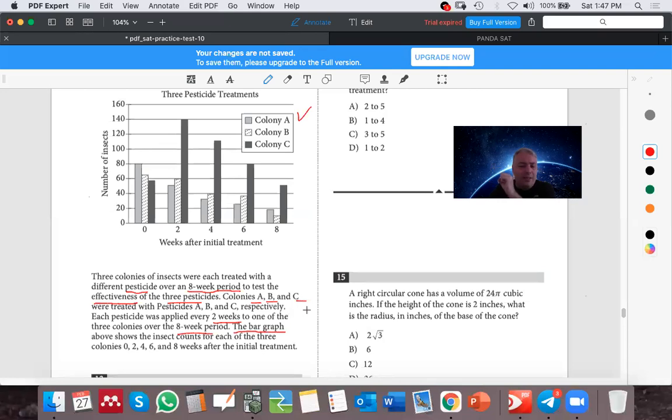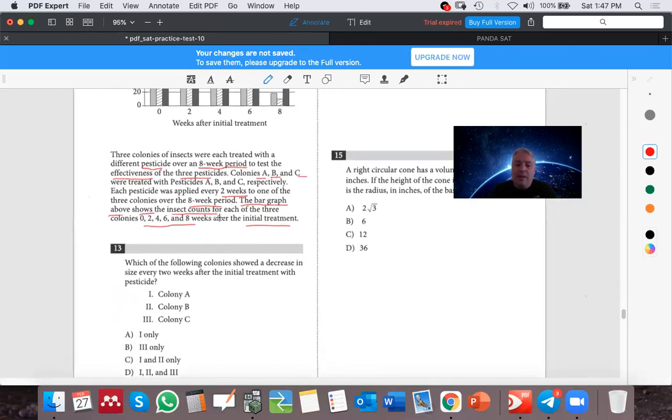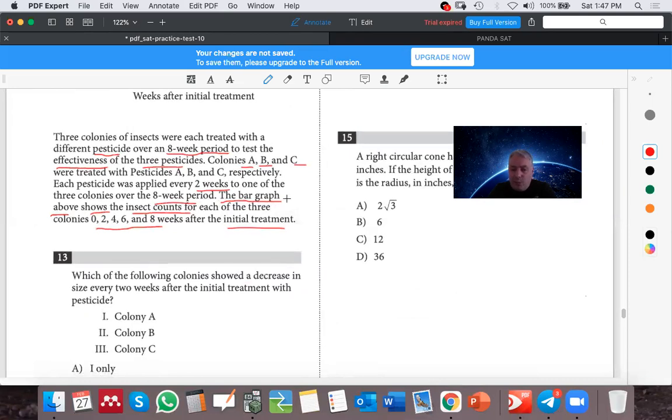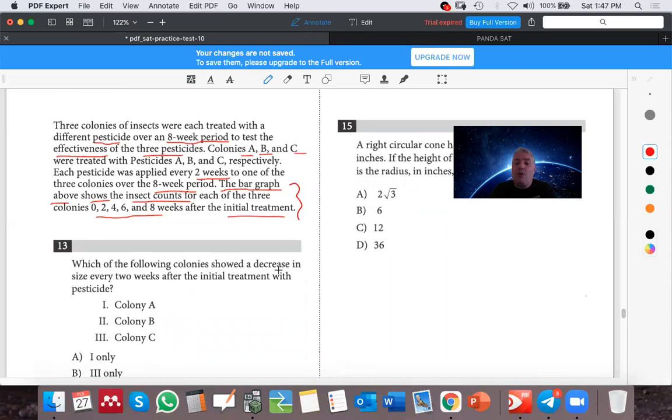Generally, the real question starts at the end. The bar graph above shows the insect counts for each of the 3 colonies, A, B, and C, for 8 weeks after the initial treatment. Okay, till here, there is no problem. Now the question, it's directly related with this, you will see. Which of the following colonies show a decrease? Decrease means to go down, increase means to go up.